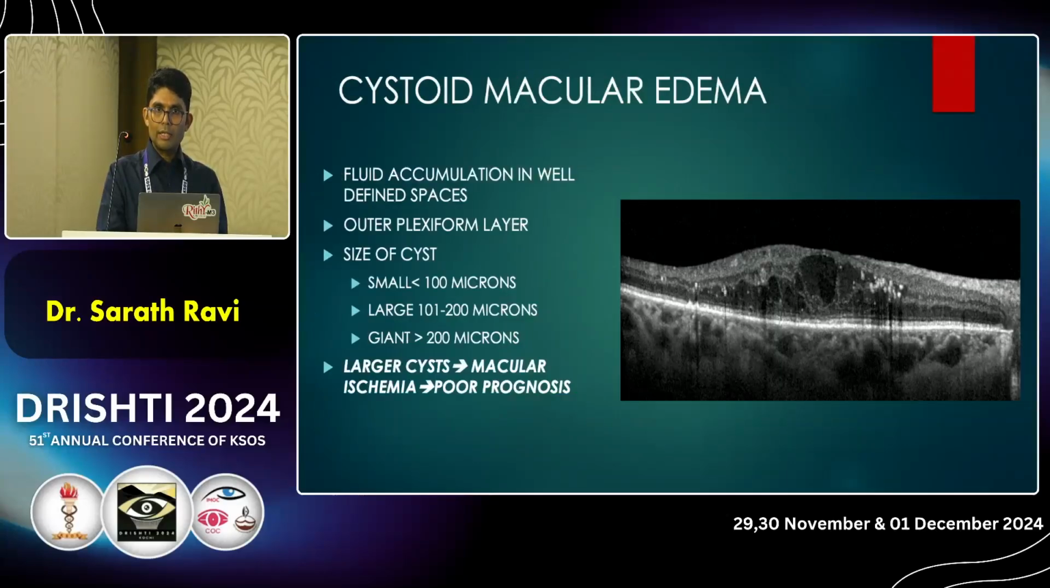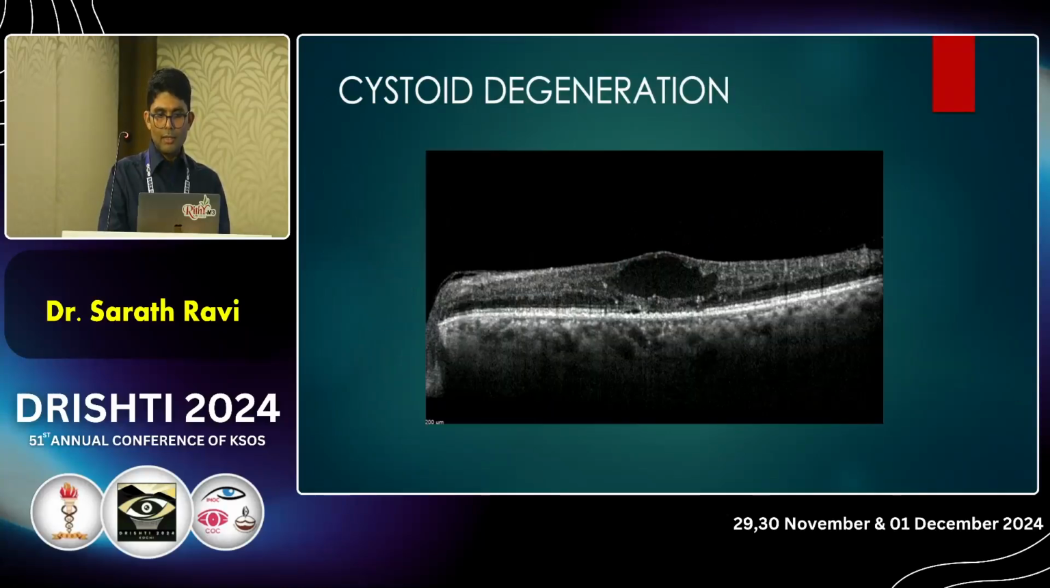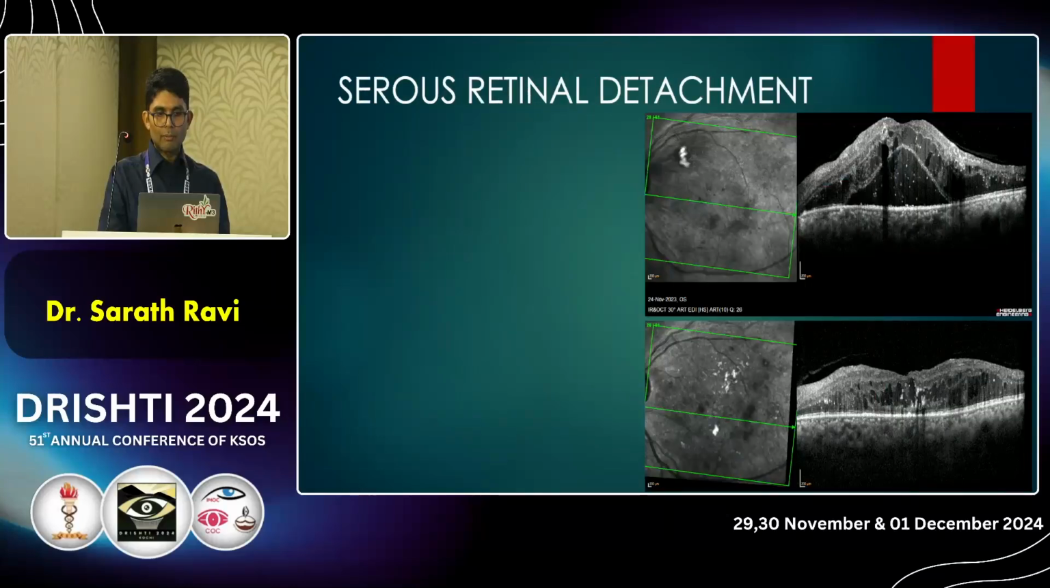Whereas in a cystoid macular edema, you have a fluid accumulation within well-defined cystic spaces in the outer plexiform layer. Based on size of the cyst, it could be small, medium, large, or it could be a giant cyst. Usually these larger cysts are associated with macular ischemia and have a poor prognosis. And this is a giant cyst with loss of ellipsoid zone, and usually has a poor baseline visual acuity as well as a poor response to treatment.